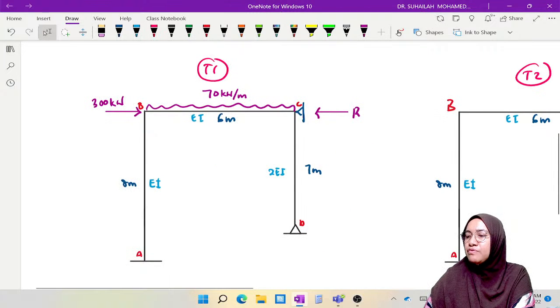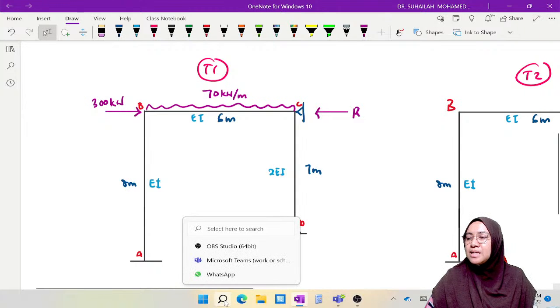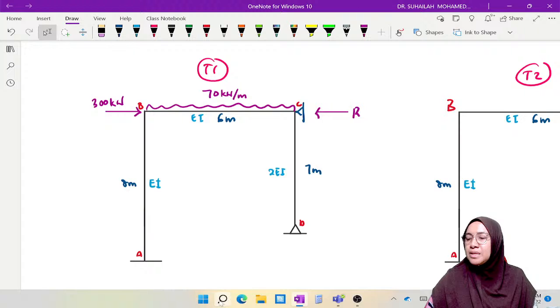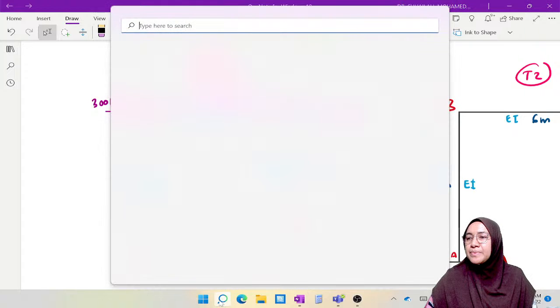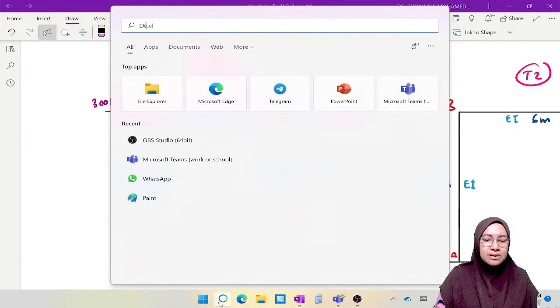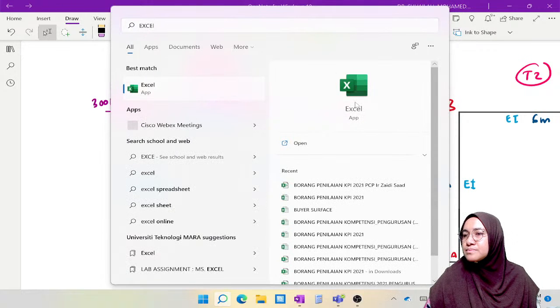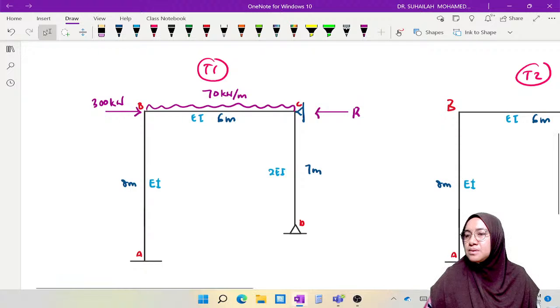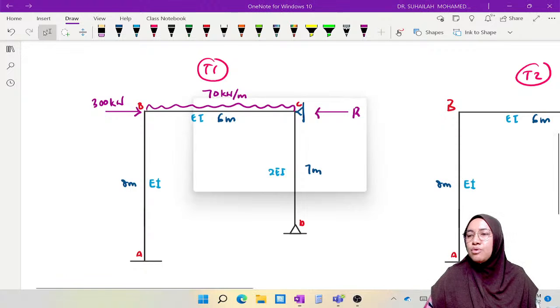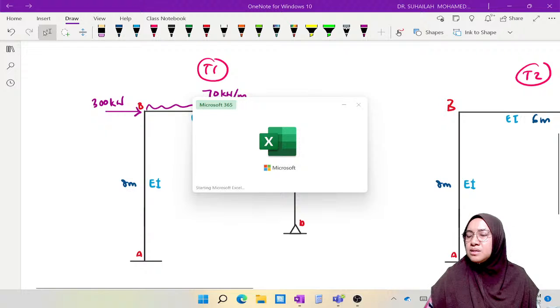So I will move this to Excel so that we can do it using Excel. Because this is a repetition process, we can actually analyze it using Excel. So I open the Excel first.